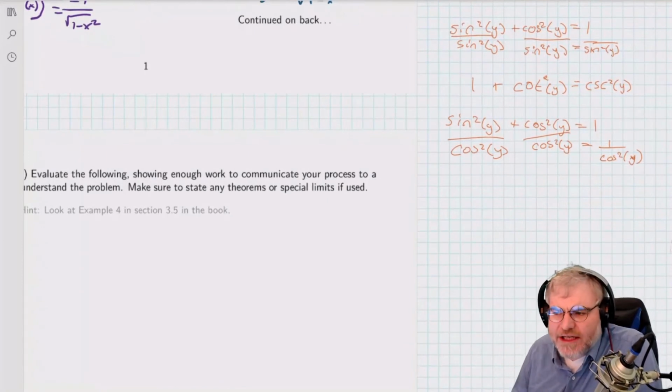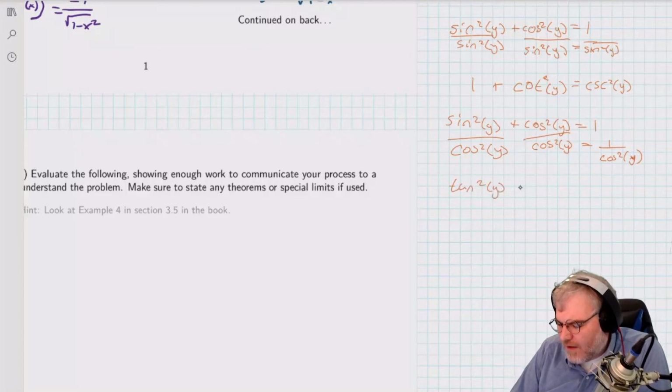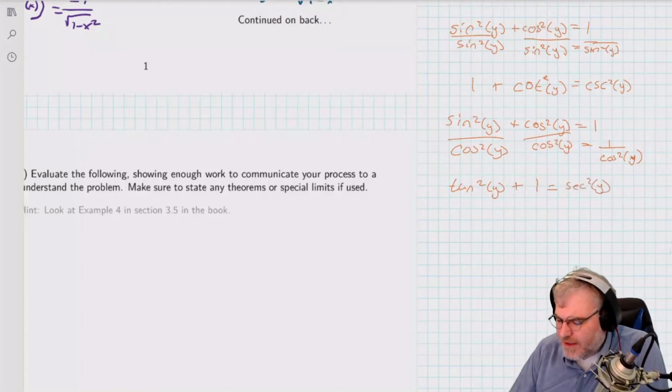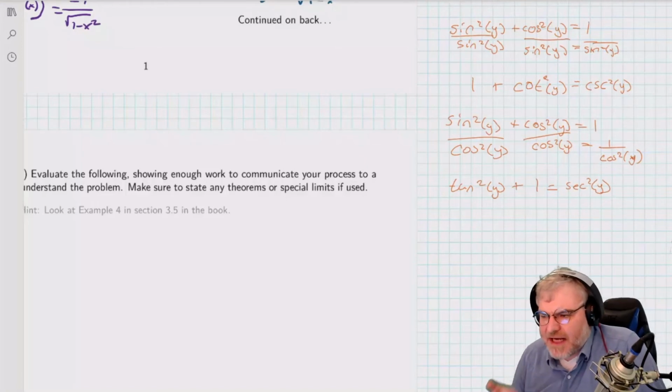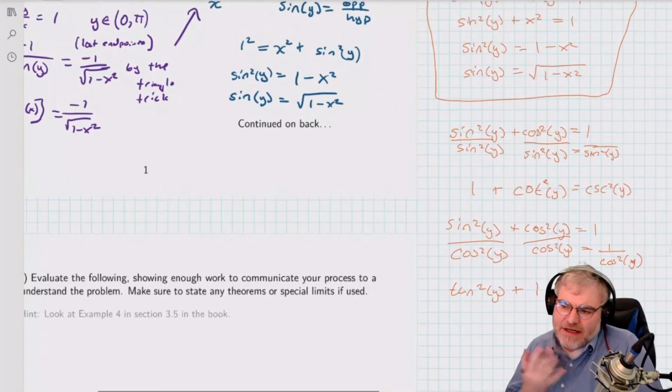Whereas the triangle trick, once you've done it a few times, it can get intuitive. But you can get away without figuring that out. So you wind up with tan squared y plus 1 equals secant squared y. Now, for me, this is harder because it's something I have to memorize, whereas the triangle trick is something I understand.